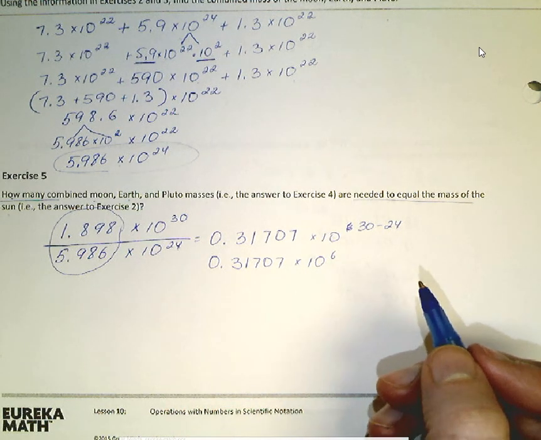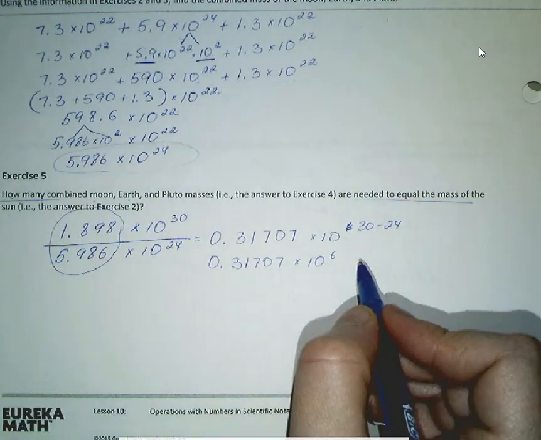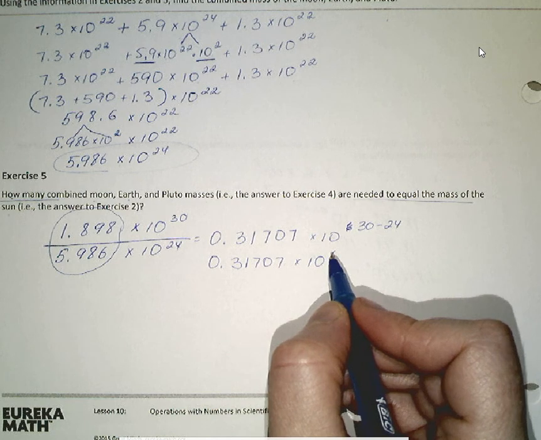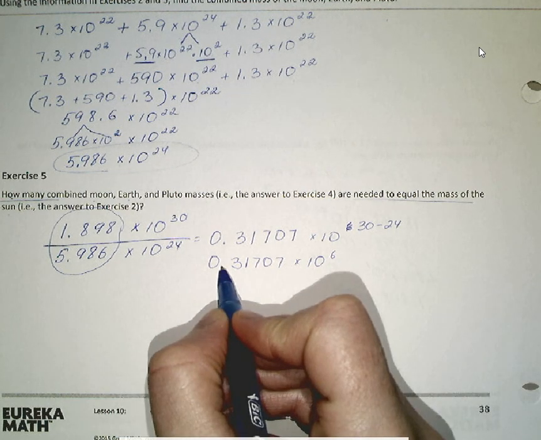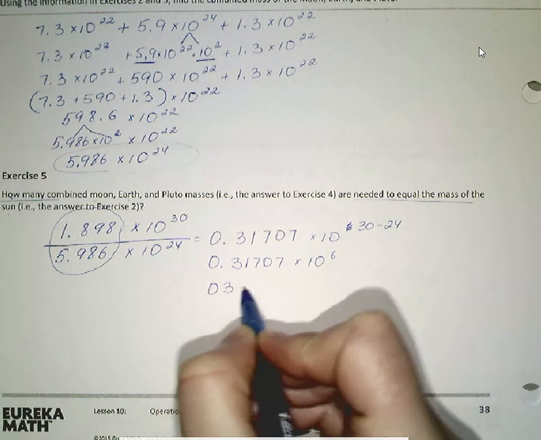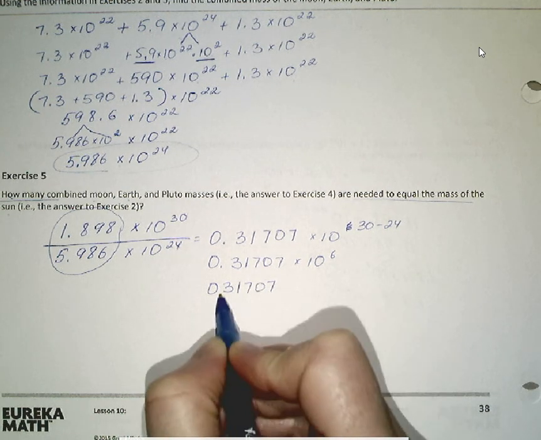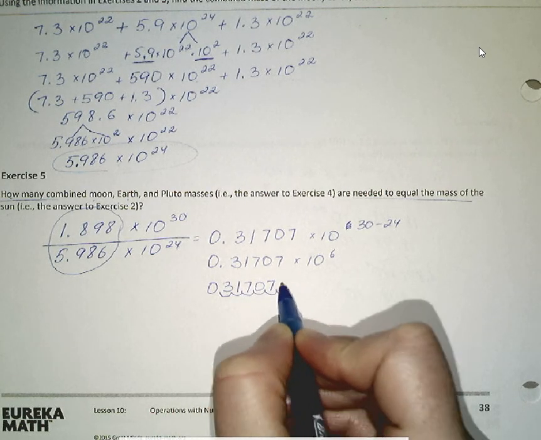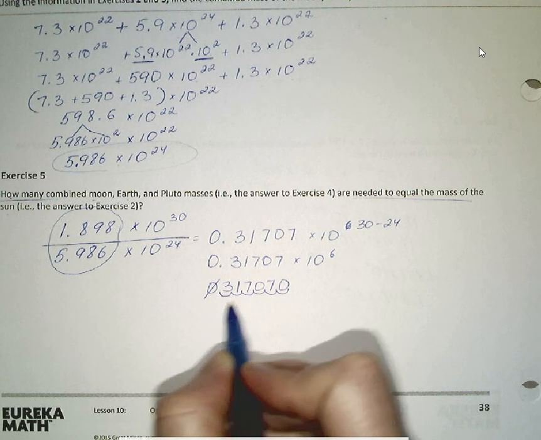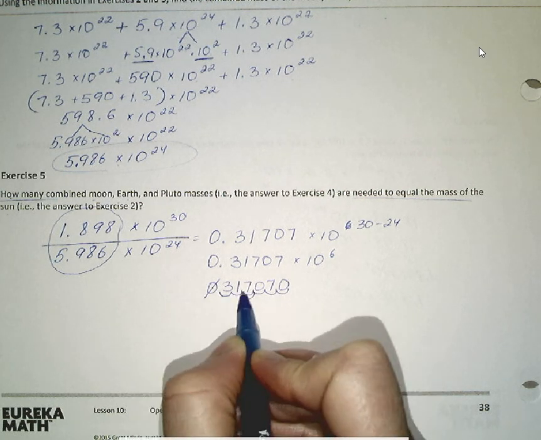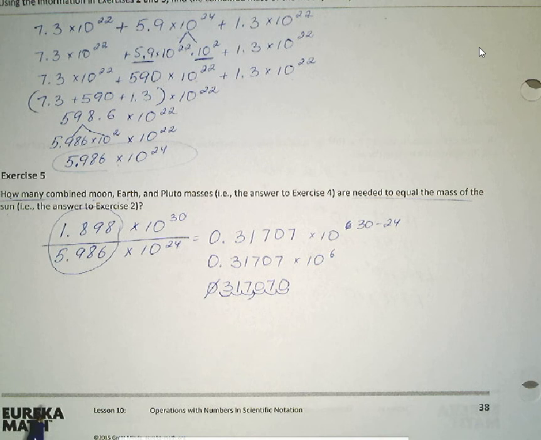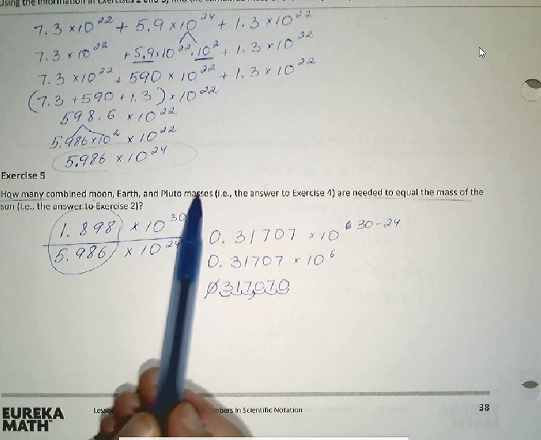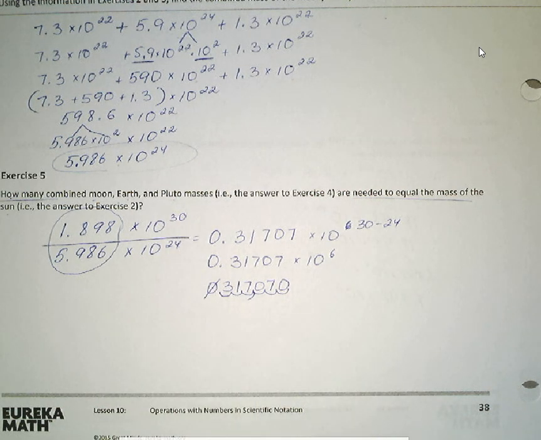Now, I will be able to move my decimal 6 times to see the actual number of Moon, Earth, and Pluto masses. So I will get 317,070, and I'm moving my decimal 6 times: 1, 2, 3, 4, 5, 6. I can erase that 0. I have 317,070 times we can fit Moon, Earth, and Pluto masses into the mass of the Sun, which is, I think, pretty cool.